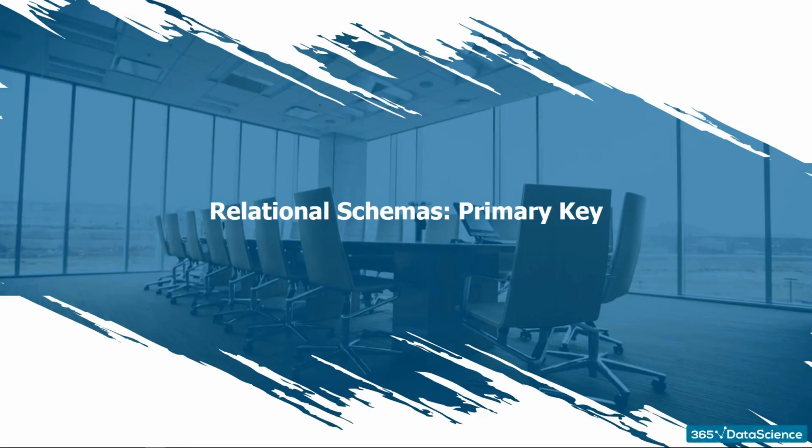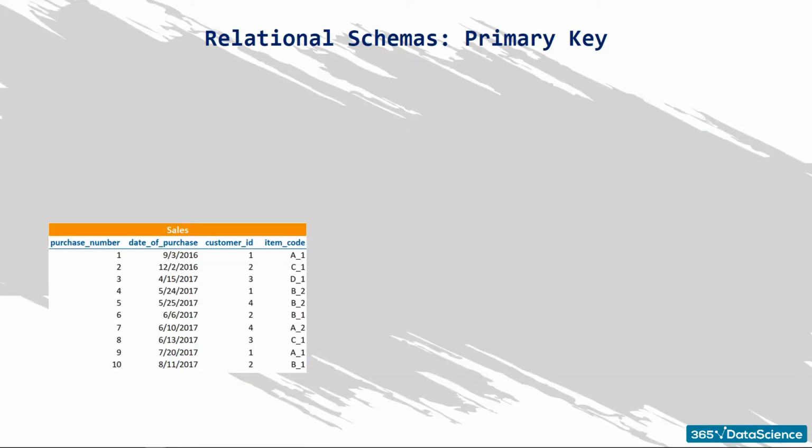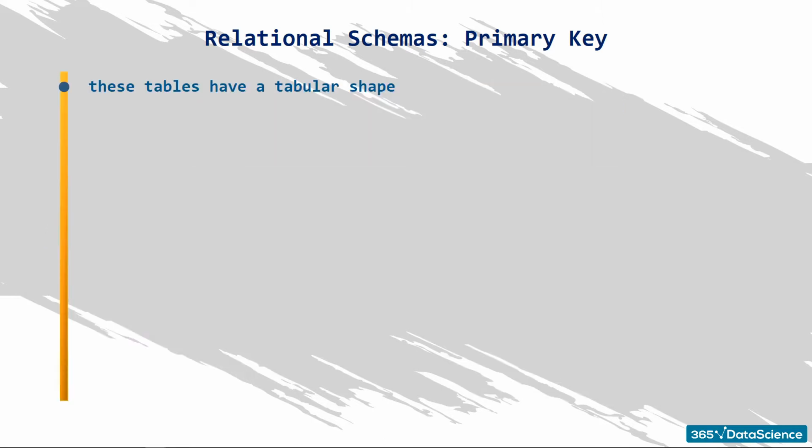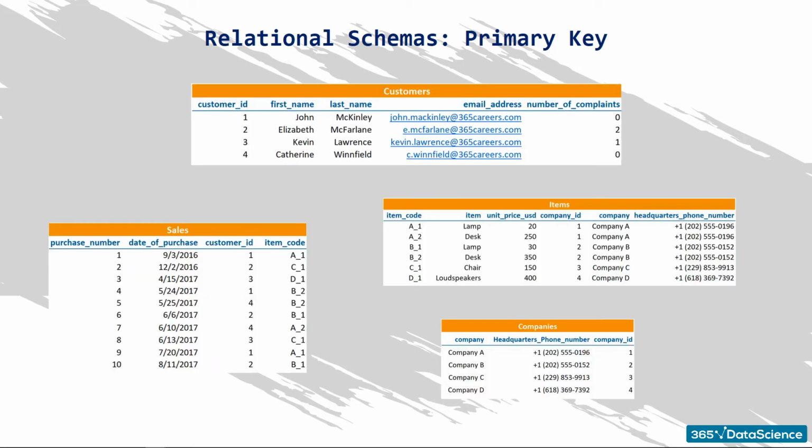All right, so in this lesson, we will use the sales database to illustrate the concept of relational schemas a little better. The data will be stored in 4 tables: sales, customers, items, and companies. You see how these tables have a tabular shape. Let's see how a relational schema can be applied to represent them. Let's build the landscape piece by piece.